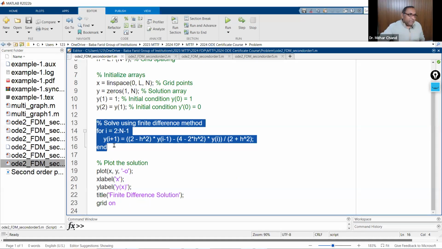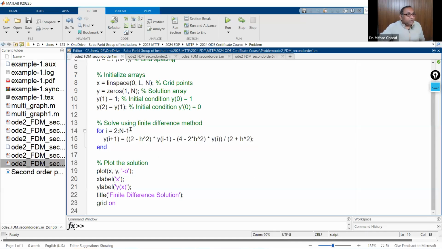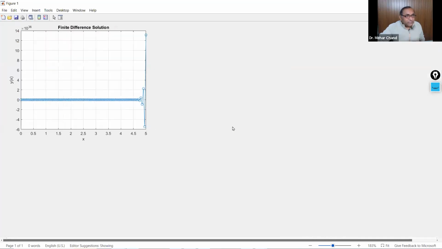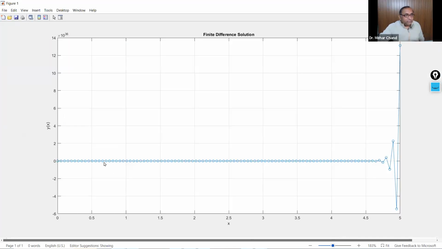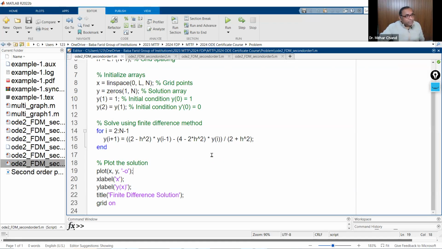Okay, but only this part will change. Only this part will change. And when we execute, you can see we have this solution corresponding to this problem. Any question, please? Please let me know if there is any doubt.